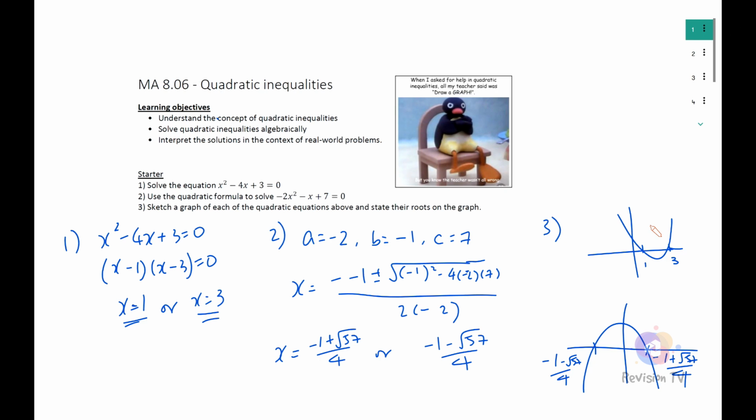Question 3, sketch a graph. When x squared is positive, we know the parabola is a U shape, so with roots at 1 and 3, these two are the roots. And then for question 2, because of the negative 2x squared, the parabola is an N shape, with the negative root on the left and the positive root on the right.